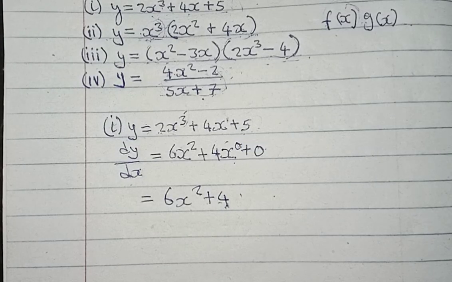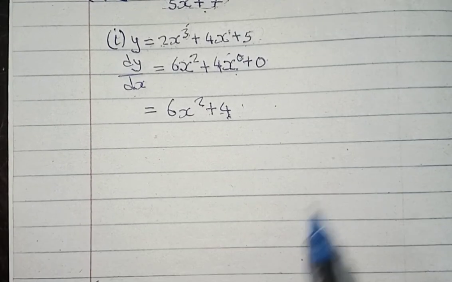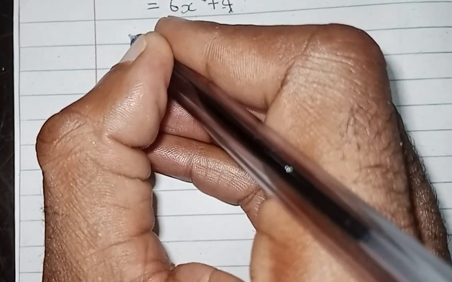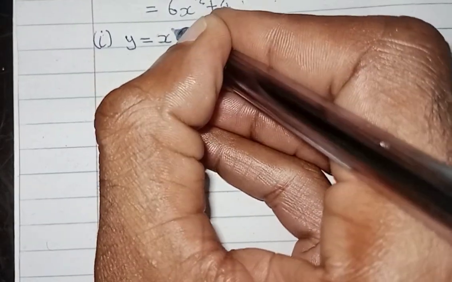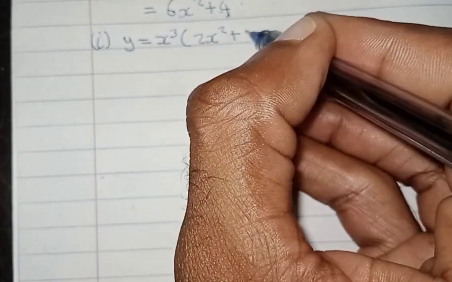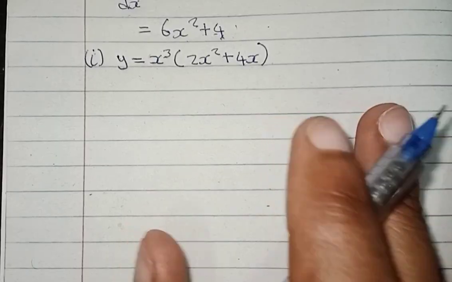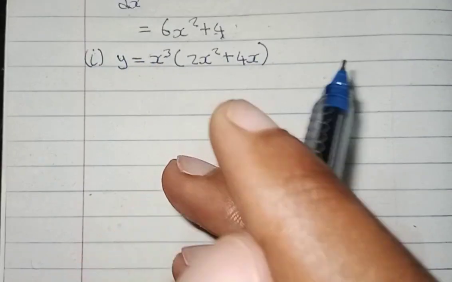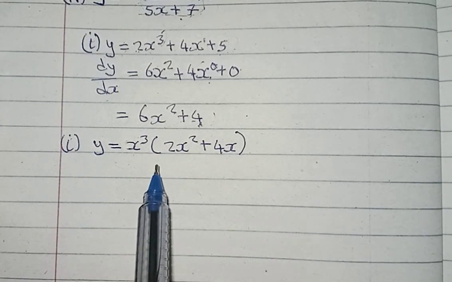Let us look at the second example. So for the second example, we have the function y is equal to x to the power 3, open parenthesis, 2x squared plus 4x, close parenthesis. So for this function, in order for us to differentiate, we firstly introduce the notation to show that we are actually differentiating.